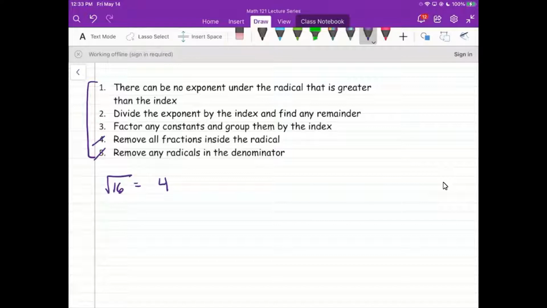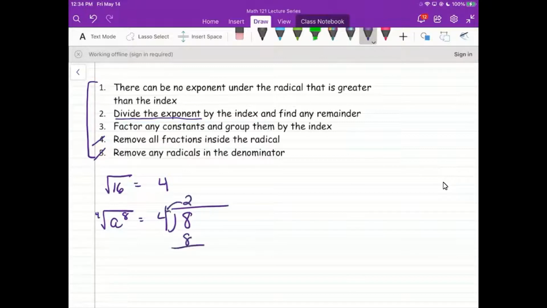The first thing you need to recognize is that if we're dealing with something like this, perhaps the 4th root of a to the 8th, notice rule number 1 says there can be no exponent under the radical greater than the index. Well, the index is 4, and under the radical is an exponent of 8. So what you can do here is you take the exponent, 8, and you divide it by the index. 4 will go into 8 twice. 2 times 4 is 8. There's a remainder of 0.